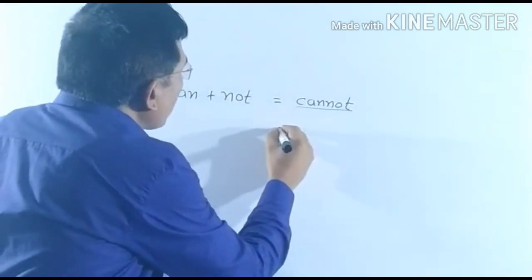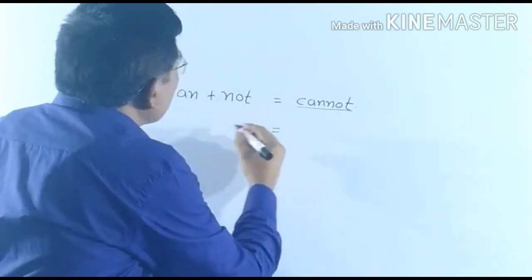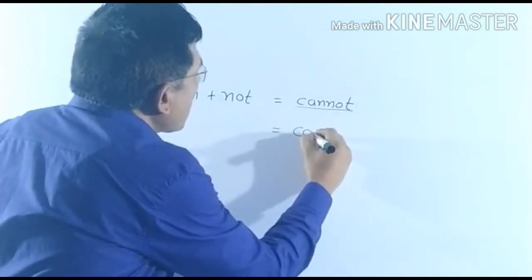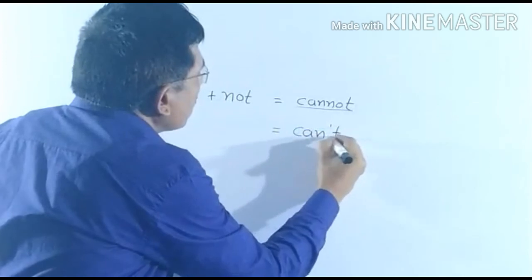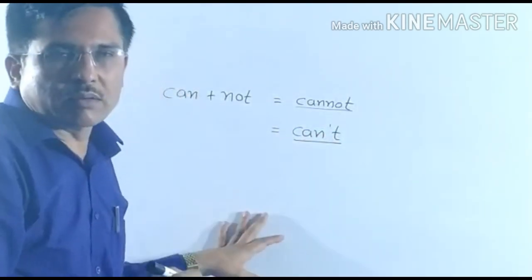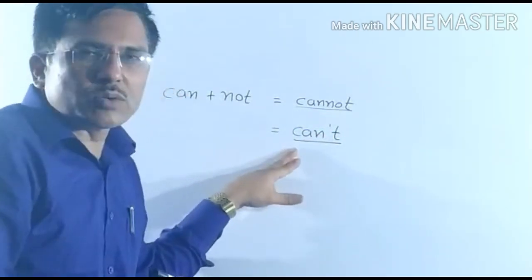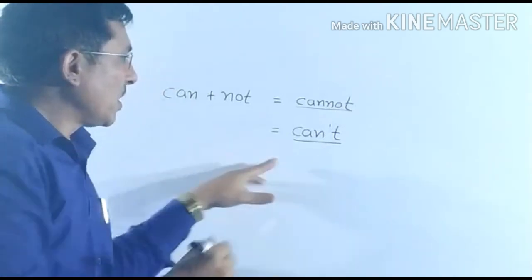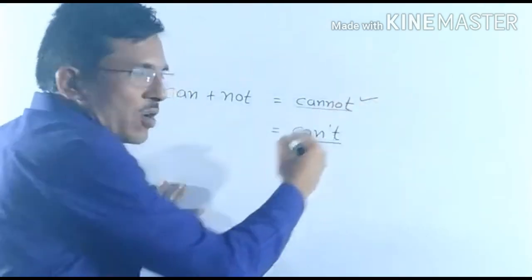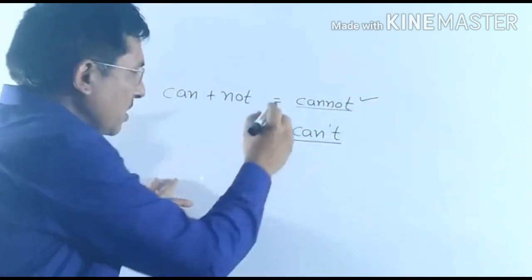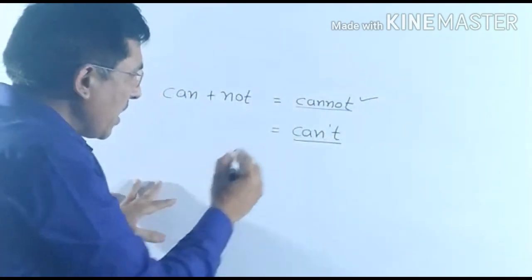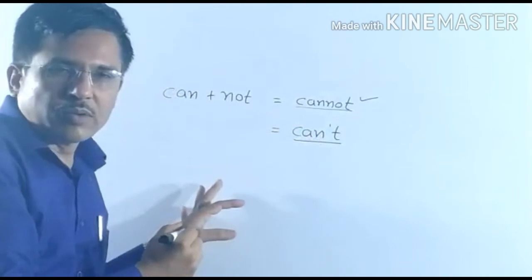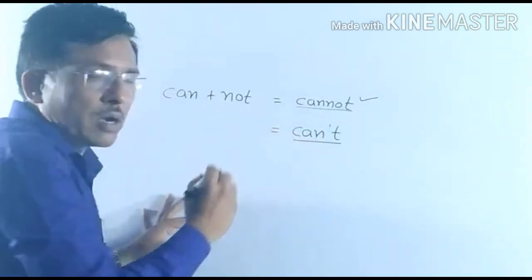There is one more form of cannot. It is can't. Can't. And this is used in spoken English. In written we use cannot. It's a single word. And in spoken we use can't.